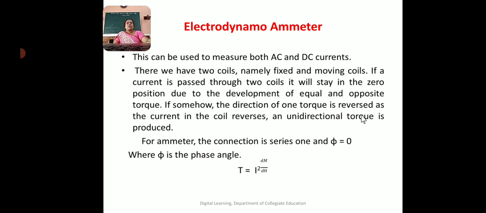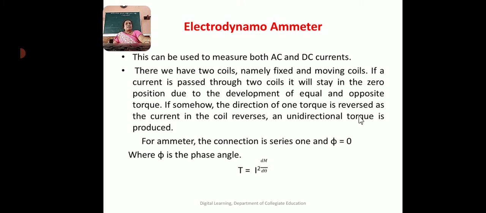Next, the second one is the electrodynamometer ammeter. This electrodynamometer ammeter is used to measure both AC and DC currents. Now we see that we have PMMC and MI instruments for the measurement of AC and DC currents, because electrodynamometer instruments have the same calibration for both AC and DC. That is, it is calibrated with DC, and then without recalibrating, we can use it to measure AC also.